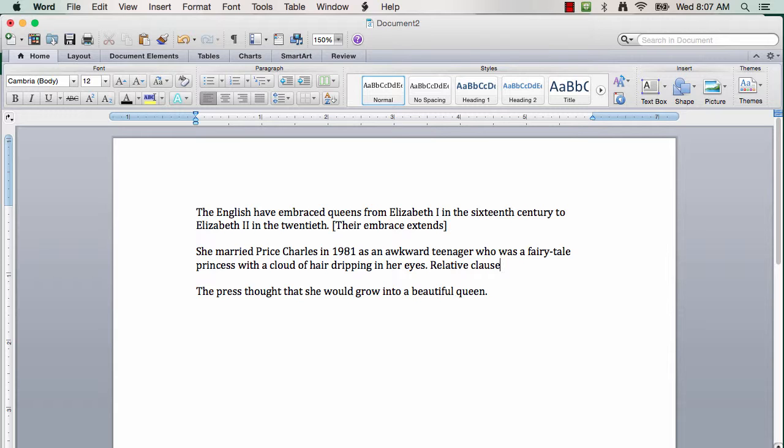The next one just was the press thought, and whenever in the book they have something like this, what they want you to do is find something. So all I did was take the second sentence there, which was she would grow into a beautiful princess, and again I created not a relative clause at this point, but a dependent clause. Okay, let's move on.